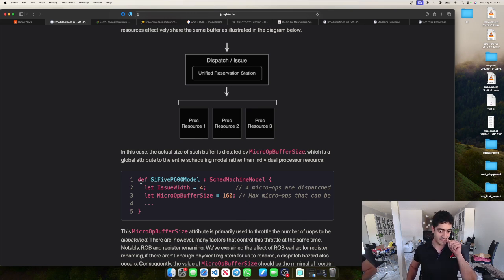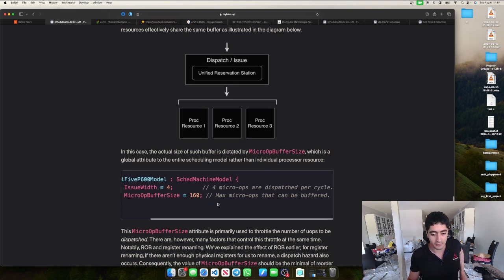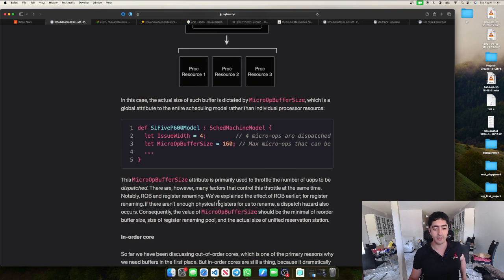Def Sci5 P600 model, schedule machine model, let issue width equal to 4, let micro op buffer size be equal to 160, and then you do these other things. This micro op buffer size attribute is primarily used to throttle the number of UOPs to be dispatched. There are, however, many factors that control this throttle at the same time, notably reorder buffer and register renaming.